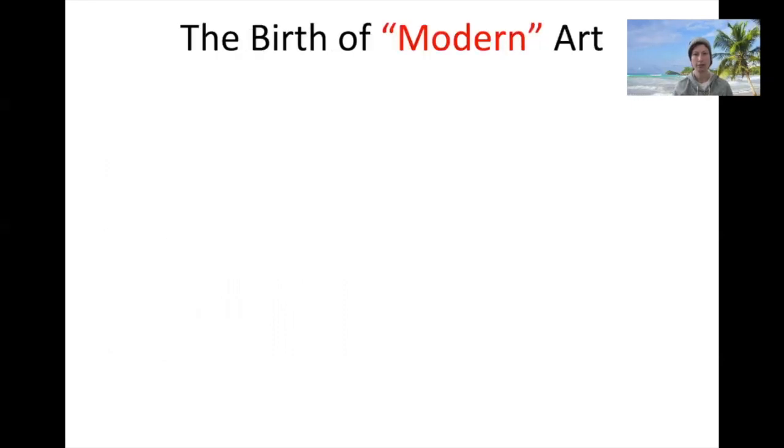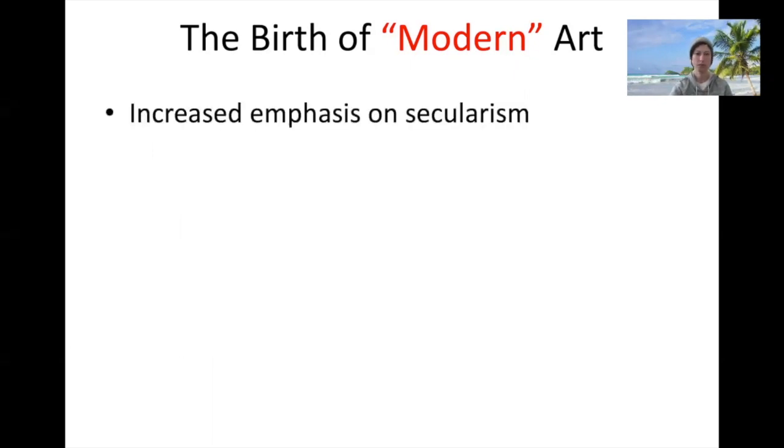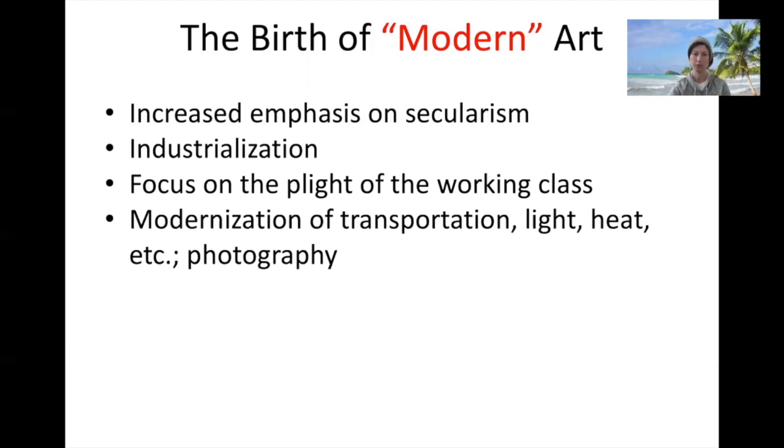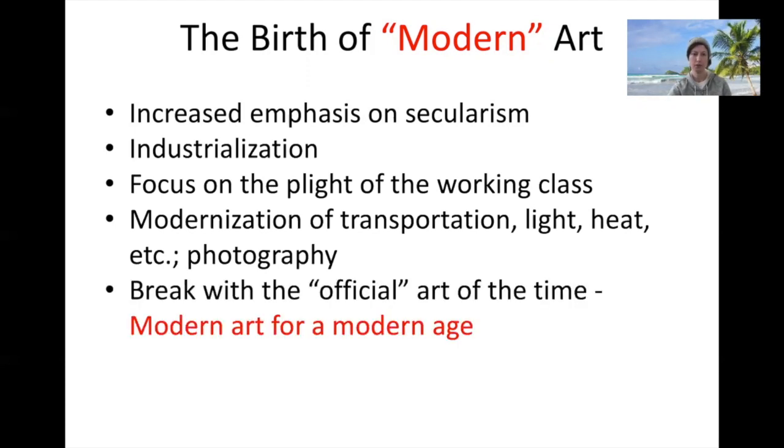All right, so what exactly is modern art and what brought about the birth of modern art? First, it's an increased emphasis on secularism. In other words, non-religious subject matter. It's also the rise in industrialization, especially in Europe. It's a focus on the plight of the working class. The modernization of transportation, of light, heat, all of the above, as well as the invention of photography. All in all, it's a break with the official art of the time, as artists look to create a modern art for a modern age.